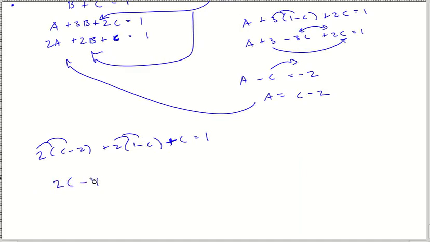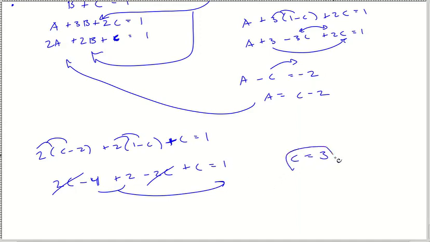2C minus 4, 2 minus 2C, plus C is equal to 1. Well, these guys actually cancel. I hope that's a good thing. I take these guys and move them over. That's a negative 2. Now I move it over. I'm going to like plus. So I think we get a 3. Yep, C equals 3. That's what I got.